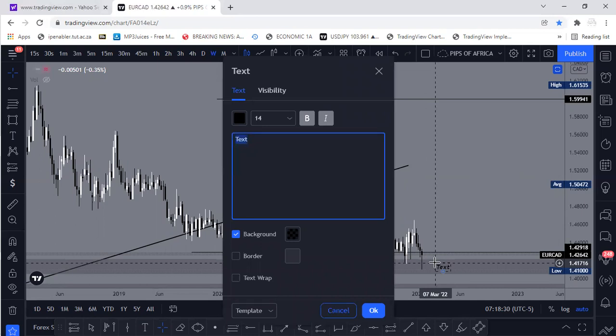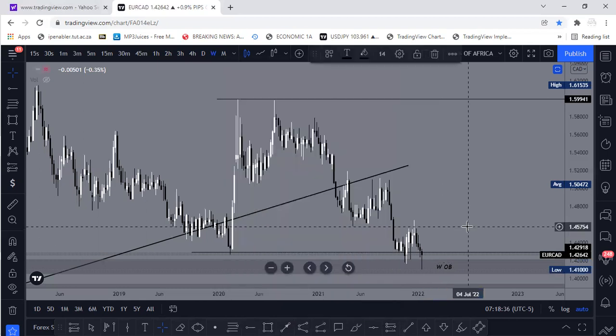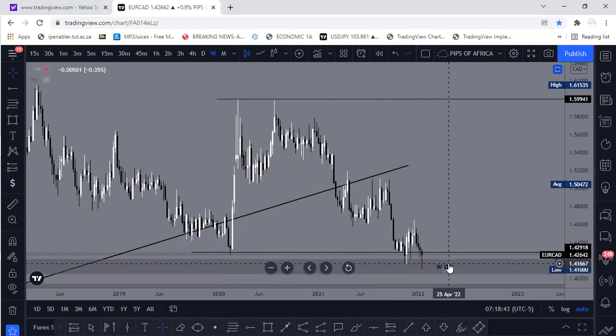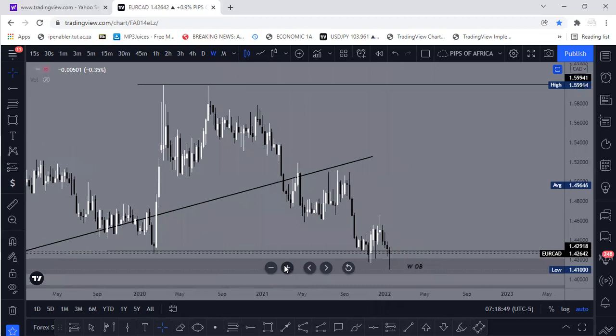Weekly order block. I'm going to label it, weekly order block. All right, so now we've already seen that the market mitigated this weekly order block already. So we need to go further down to a smaller time frame than the weekly time frame.